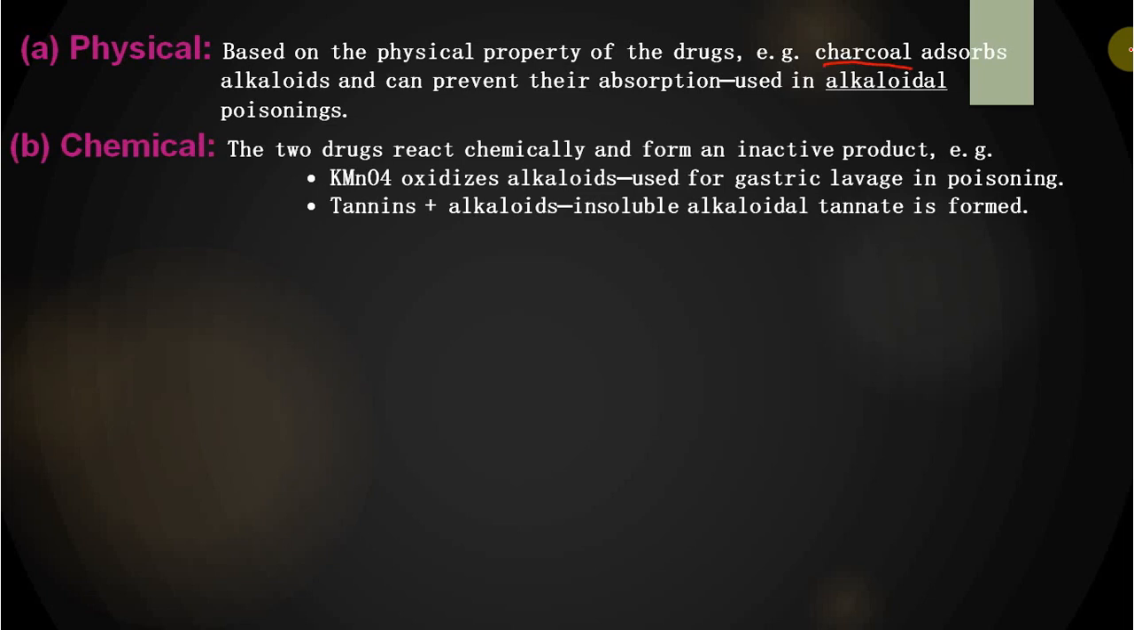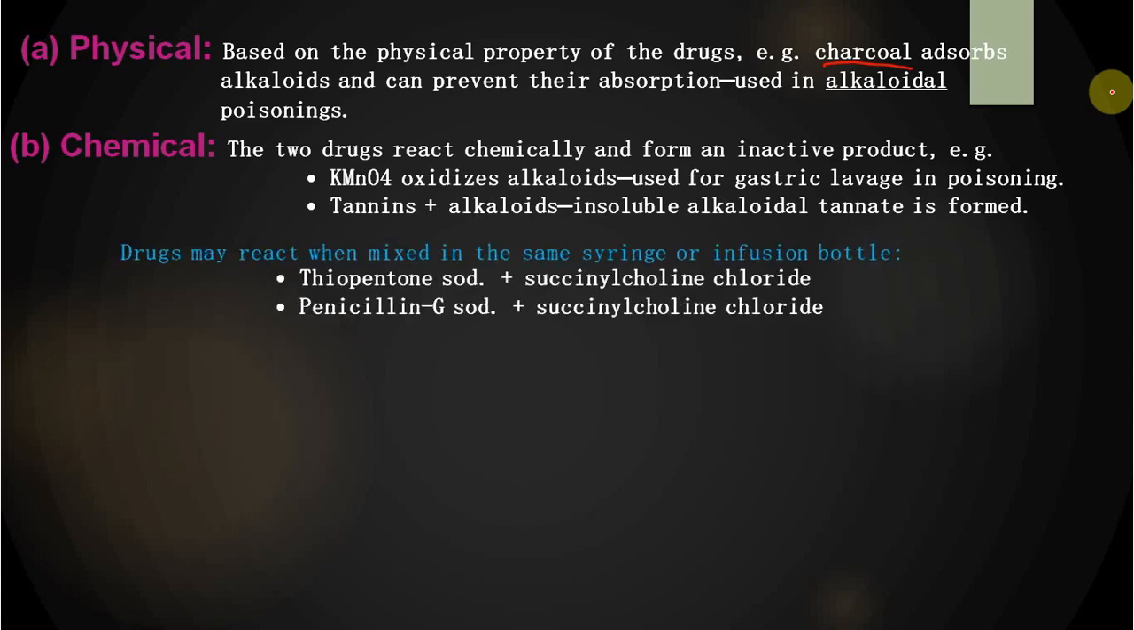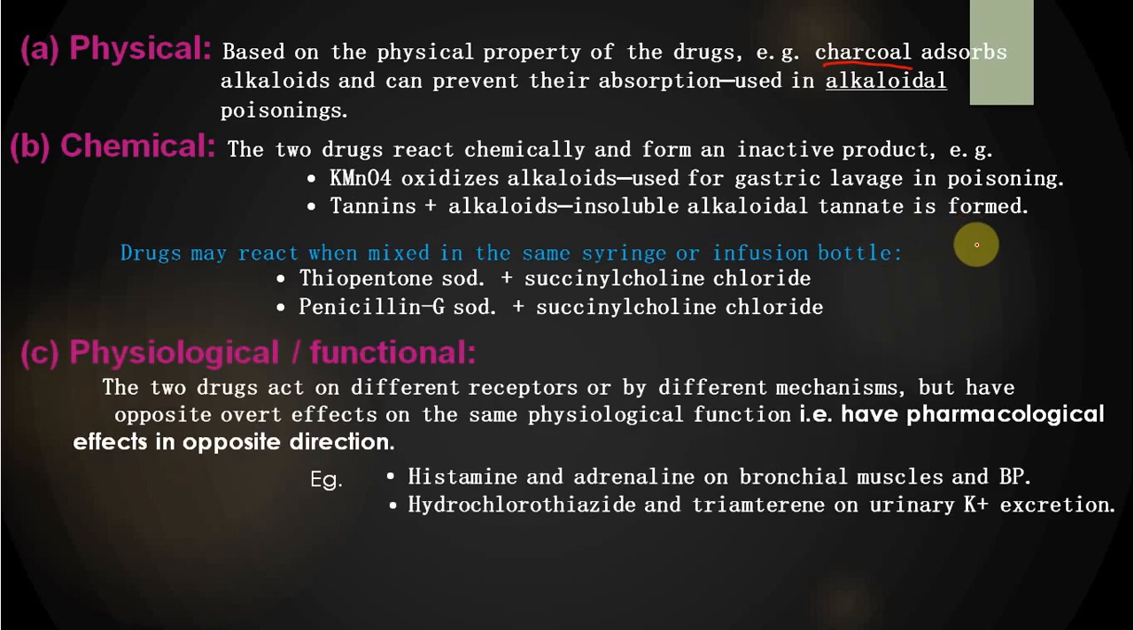Chemical, two drugs react chemically and result in formation of an inactive product. Example, potassium permanganate oxidizes alkaloids and is used for gastric lavage in poisoning. Tannins plus alkaloids, insoluble alkaloidal tannate is formed. Many drugs may react when mixed, for example thiopentone sodium and succinylcholine chloride, insulin G sodium and succinylcholine chloride. When a patient requires more than one drug, we do not mix them in the same syringe or infusion bottle.